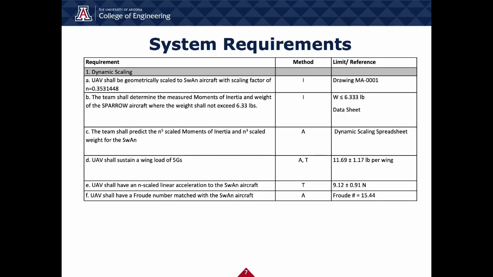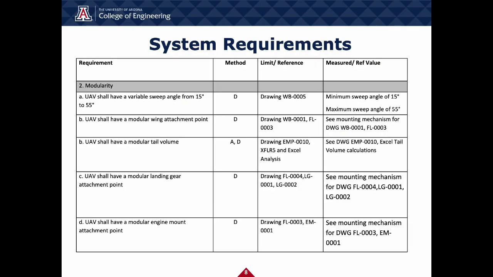Our first set of requirements are our dynamic scaling requirements. We must have a geometrically scaled aircraft to Swan. We will determine the moments of inertia and weight, which shall not exceed 6.33 pounds. We shall predict the moments of inertia and weight scaled for Swan. We shall sustain a wing loading of 5 Gs, and also shall have an n-scaled linear acceleration and a matched Froude number.